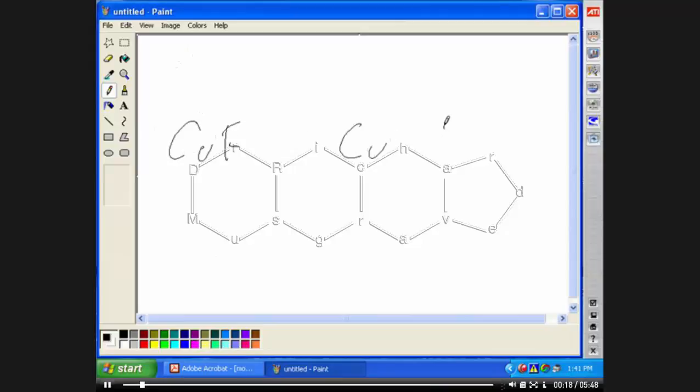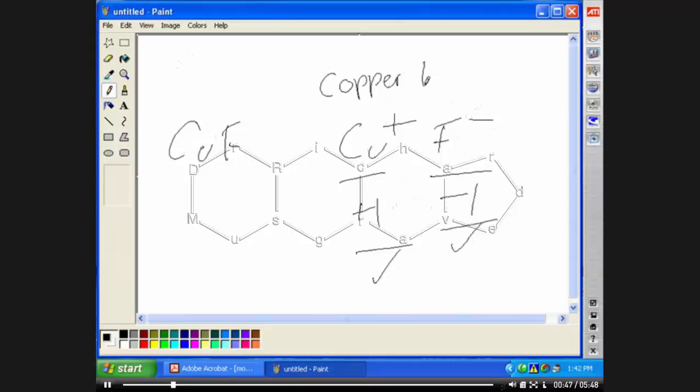So I'll redraw it over here, put a space between them so I have room for the charges. If I take a look at the chart on page 2 that I told you about earlier, we've got an F with a -1 charge here. That means that the charge over here has to be +1 because these have to match. -1, +1. That puts a plus here on the copper. So the name of this would be copper 1 fluoride.